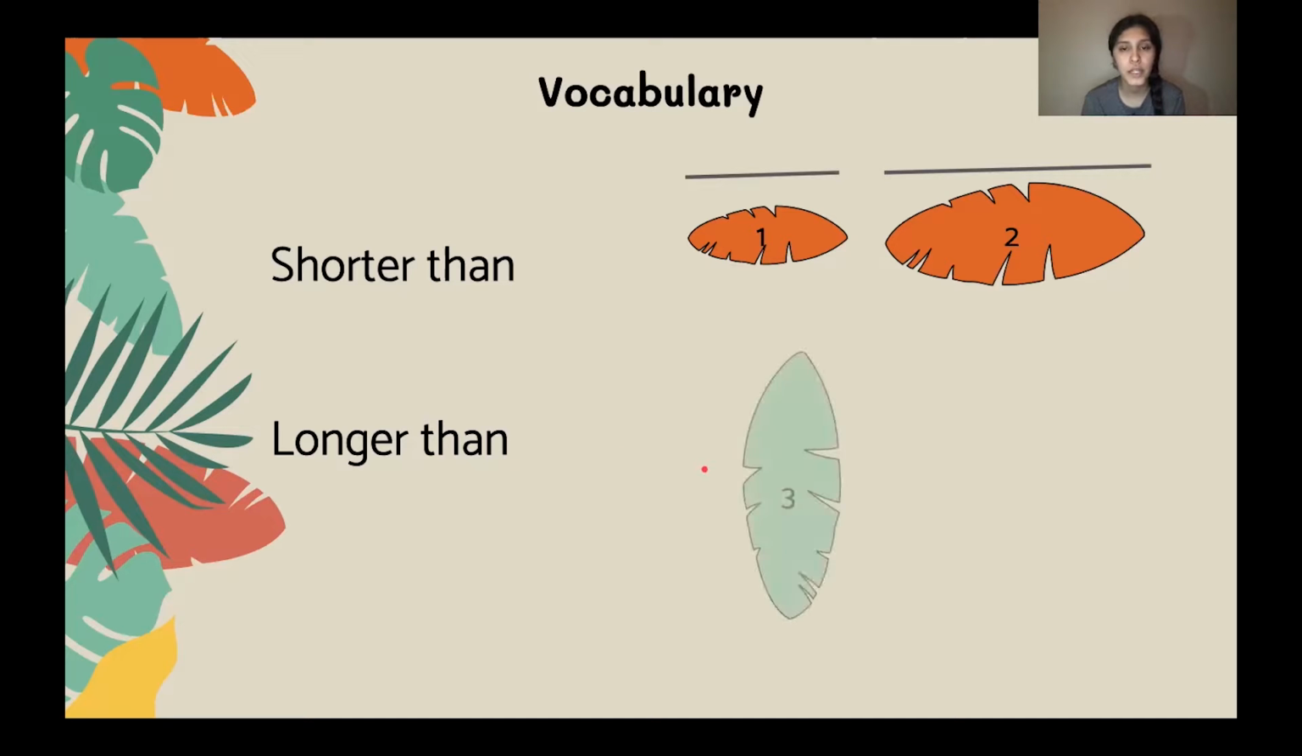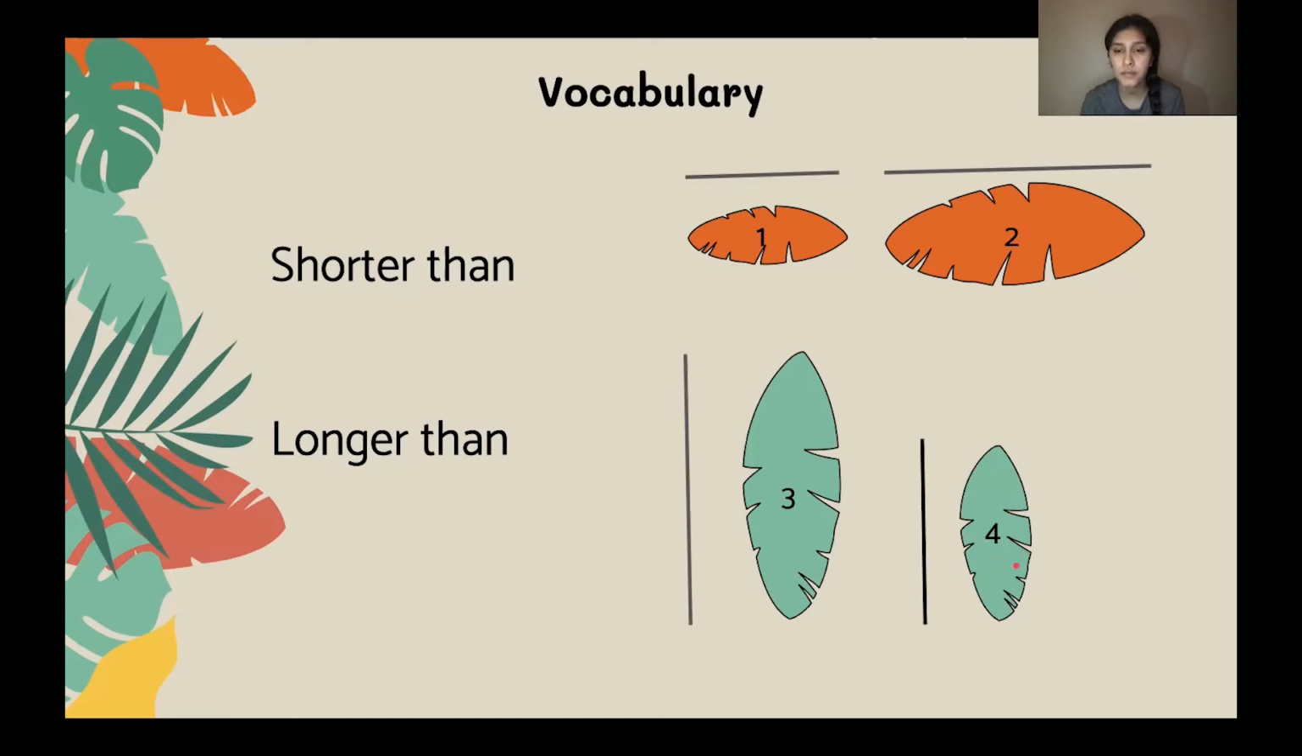So we can have our leaves going up and down too. So they don't always have to be side to side, they could be up and down. So here we have leaf 3 and leaf 4. And if we did the same, we measured it and we had this line, this is how big leaf 3 is, and this is how big leaf 4 is. We can tell that leaf 3 is longer than leaf 4 because the line that we measured right here is a lot bigger, a lot longer than this one. So that's longer than here.